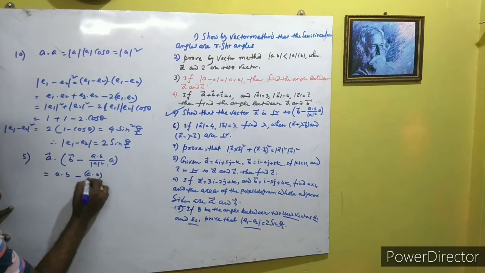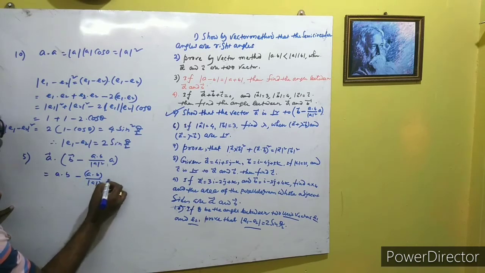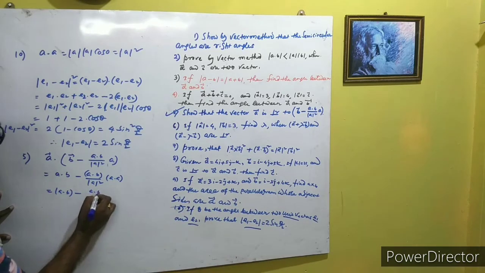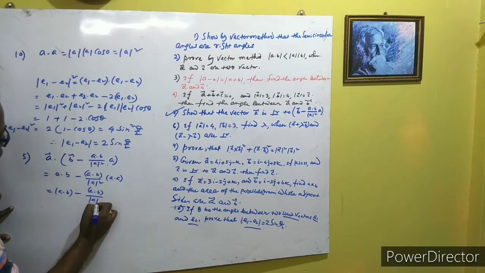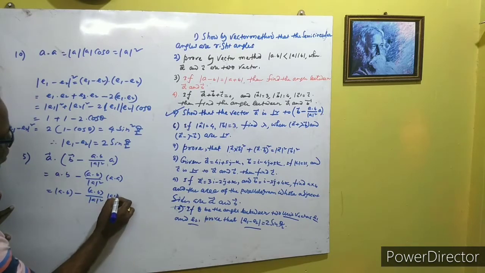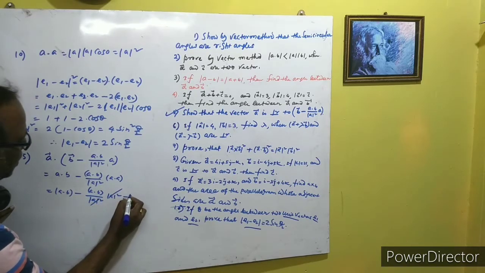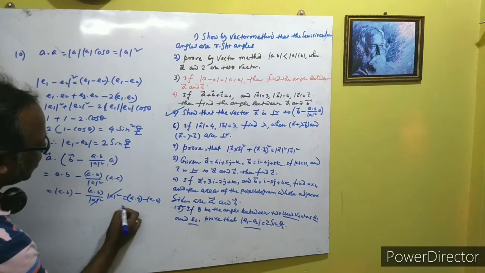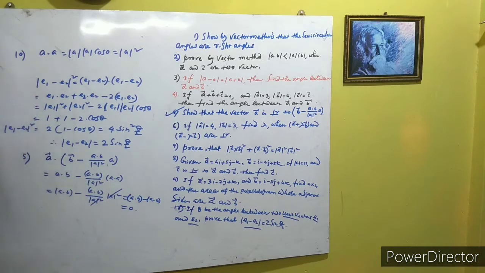Now A dot B, and this is mod A square, and take A dot A here. So A dot B and A dot B here. This is mod A square, and this is equal to mod A square. These are cancelled. So you take A dot B minus A dot B. So this shows that it is 0. So therefore theta is 90 degrees. We can say the angle between the two vectors is 90.